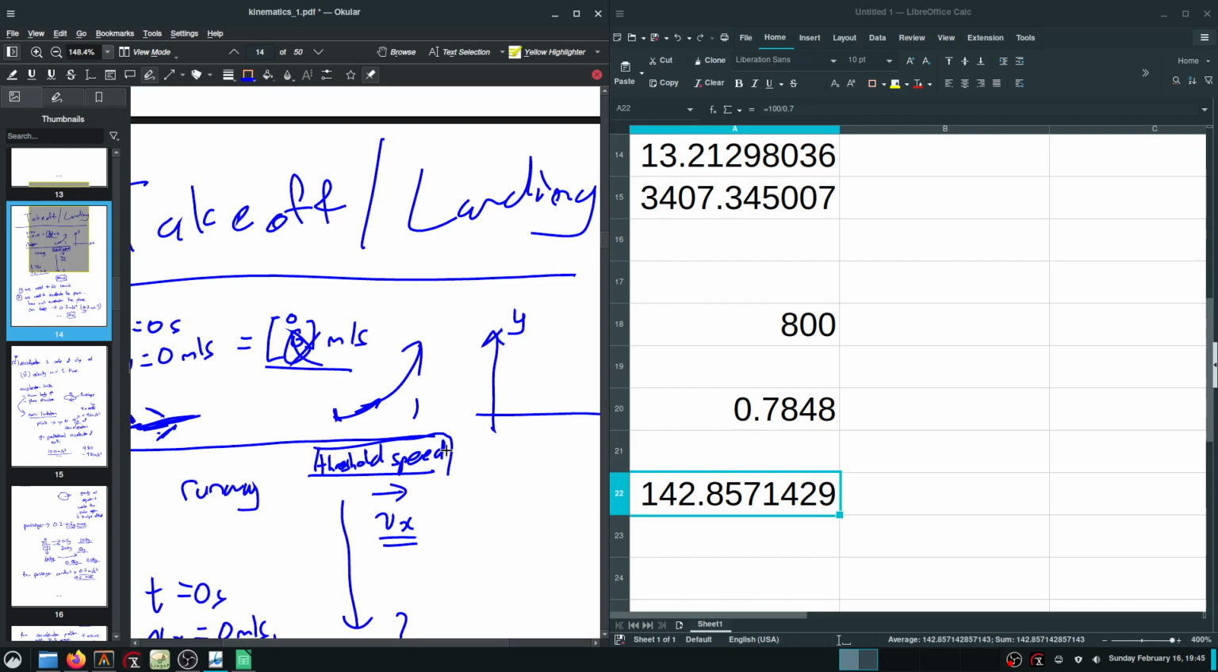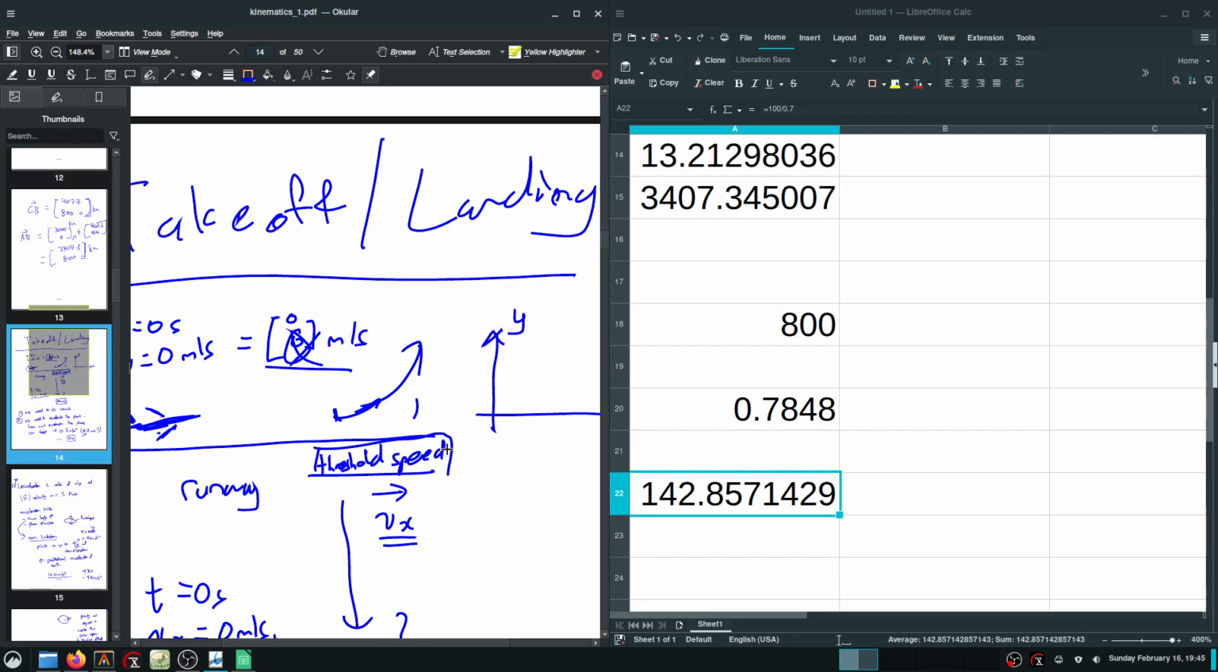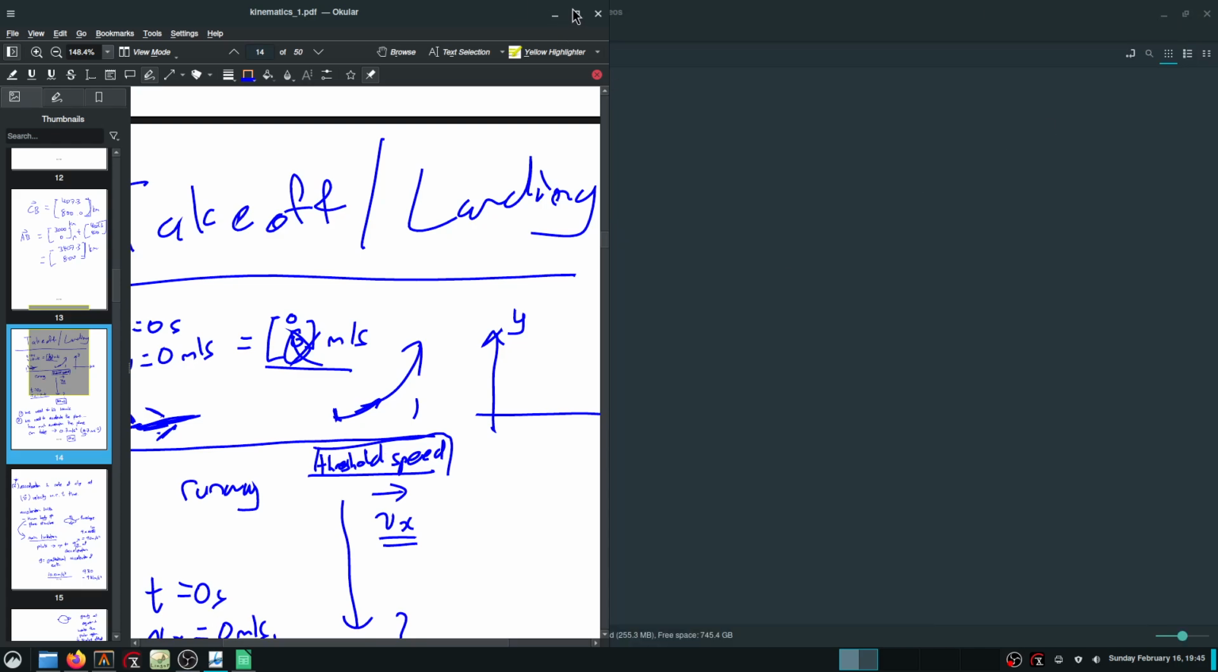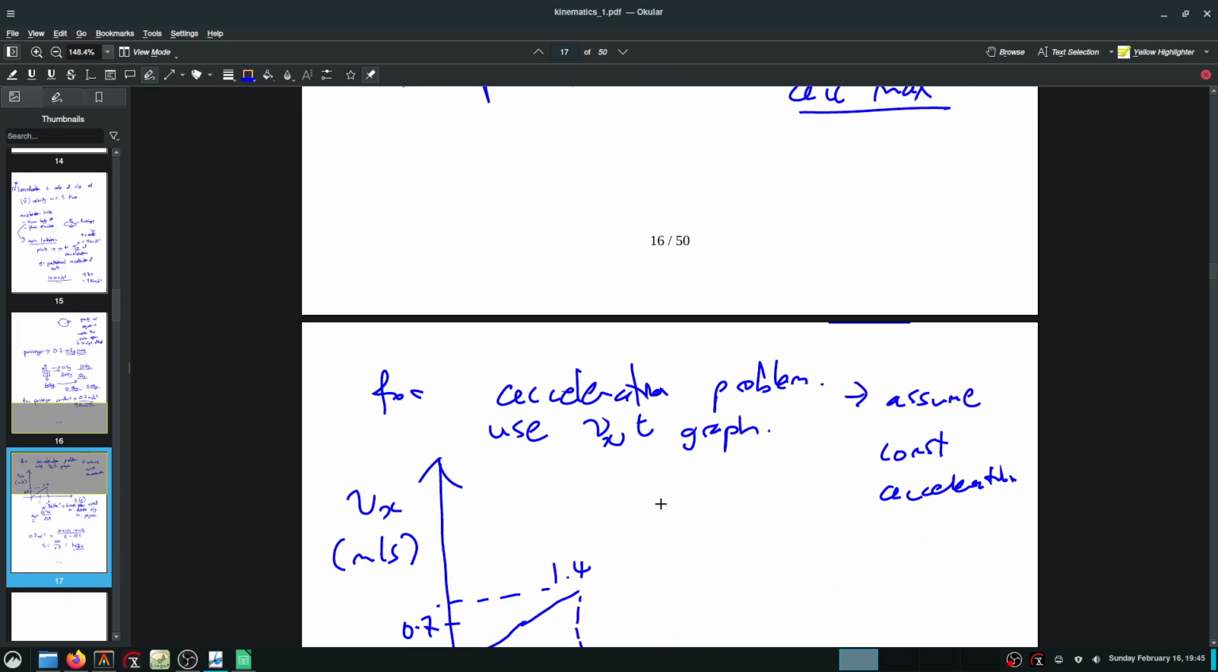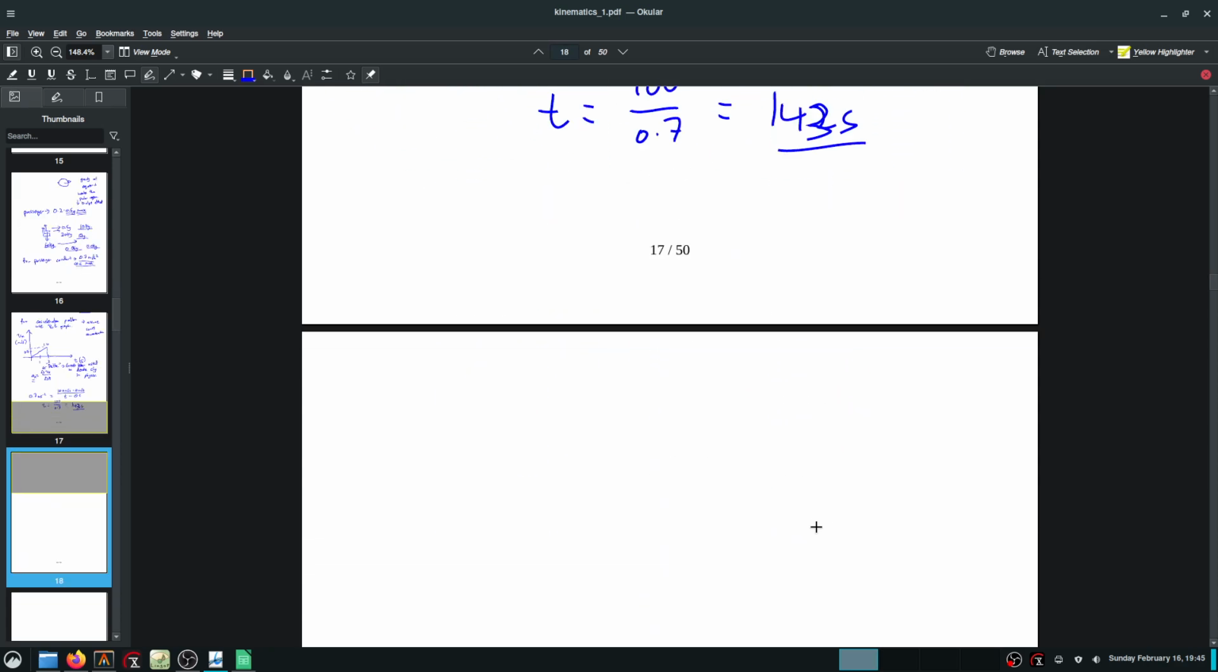So you'd rather have a longer runway, so we like to maybe round up the time. Okay, that's one way to think about it. Let's just do this and see how far you're traveling in this 143 seconds.